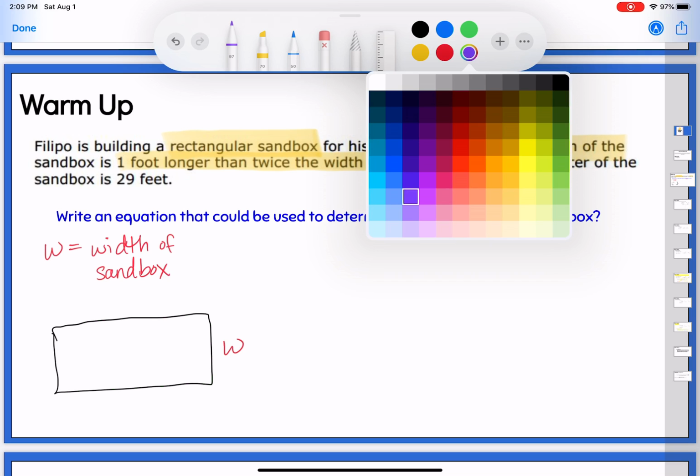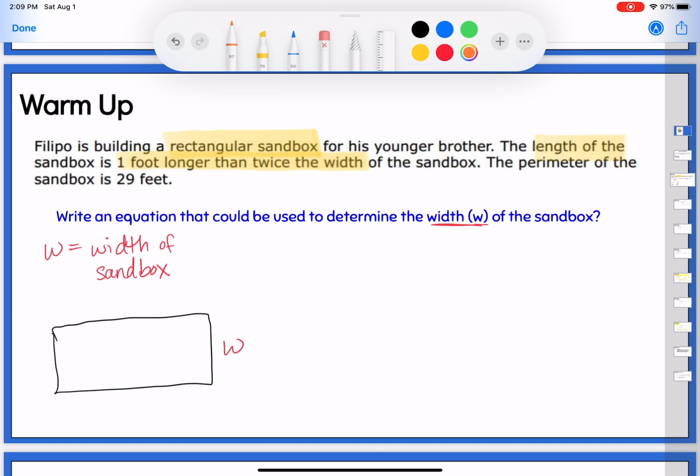It says that the length of the sandbox is 1 foot longer than twice the width. So twice the width would be 2W. I need 1 foot longer than that, so I'd have 2W plus 1. All right, and then after that it says the perimeter of the sandbox is 29 feet. So perimeter equals 29 feet.